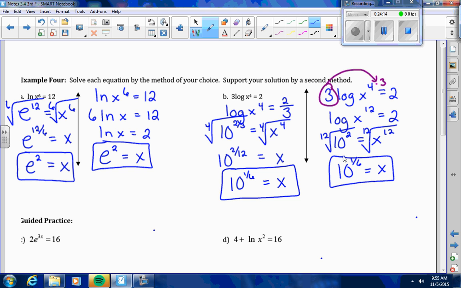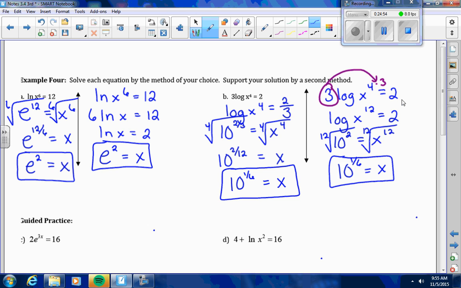Okay, questions? Michaela? Yes, you can. Absolutely. So did you hear what she just said? Instead of bringing the 3 up, she brought the 4 down. So when you bring the 4 down, you have 4 times 3 is 12. Divide both sides by 12. So 2 divided by 12 is the 1/6. There you have your 10 to the 1/6 equals x. So that works too. Perfect. Okay. Other questions?